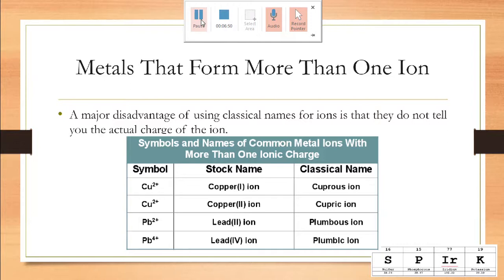A major disadvantage of using classical names for ions is that they do not actually tell us the charge on the ion. So we could say cuprous ion, which would be copper 1 or copper 2, but that actually doesn't tell us what charge is on that ion. So cupric, we know, has a higher charge than cuprous, but we don't know what the charge on that ion actually is, which is why we use the stock system with the Roman numerals to indicate the charge that accompanies the metal.